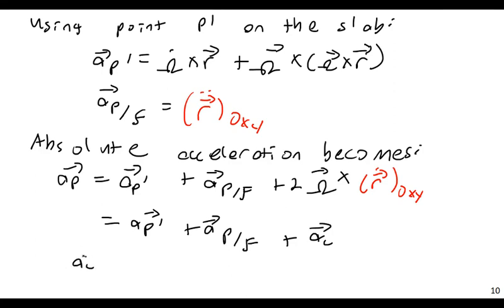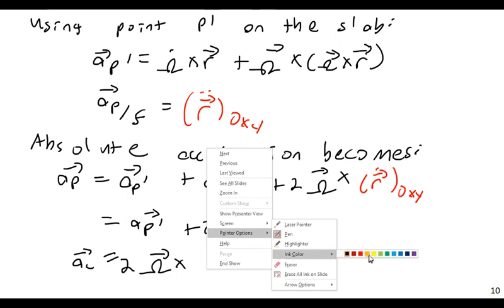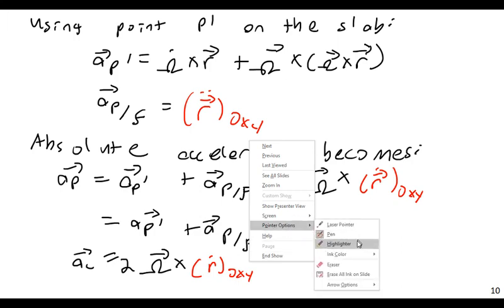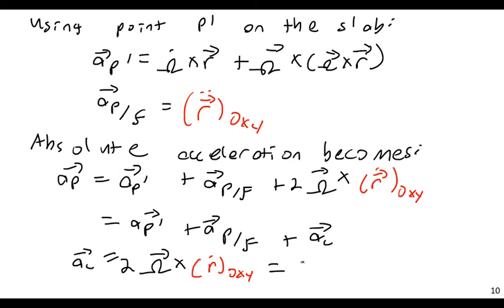So AC is equal to 2 omega cross R dot oxy, and this is equal to 2 omega cross V of P with respect to F. This term, AC, is what we refer to as the Coriolis acceleration.